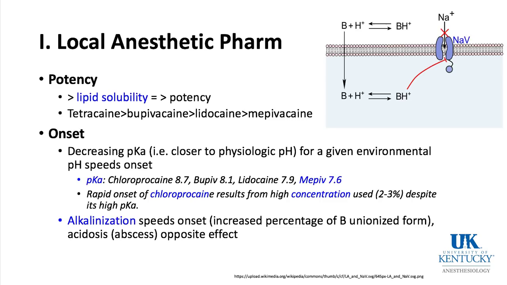The local anesthetic potency is related to lipid solubility. That is, the more lipid soluble the local anesthetic, the more potent it is. And tetracaine is more lipid soluble than bupivacaine, than lidocaine, and you can line them up like this with their lipid solubility and potency. Tetracaine being the most lipid soluble, therefore being the most potent.